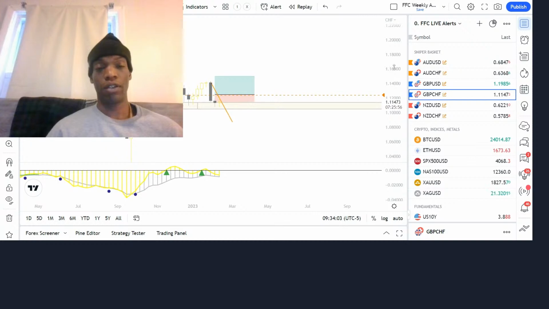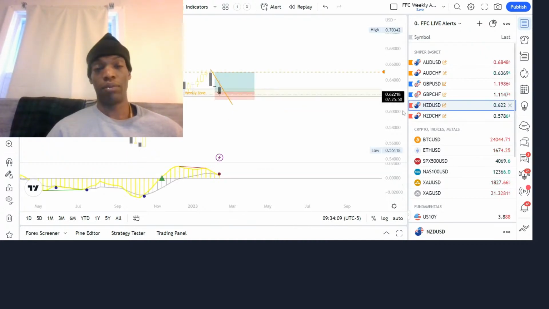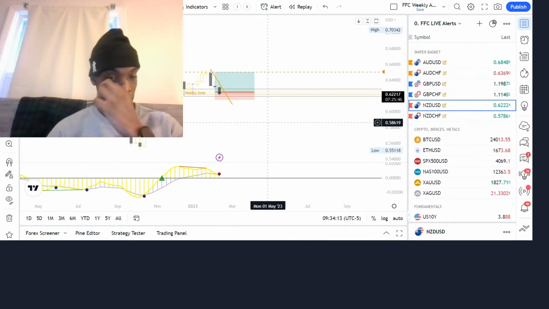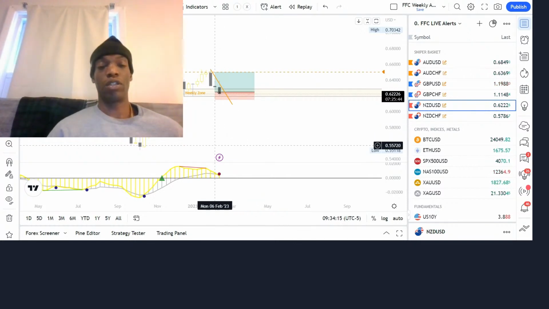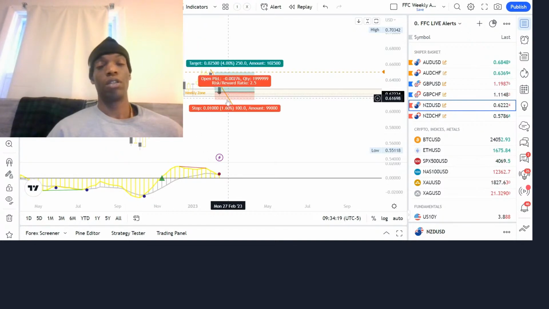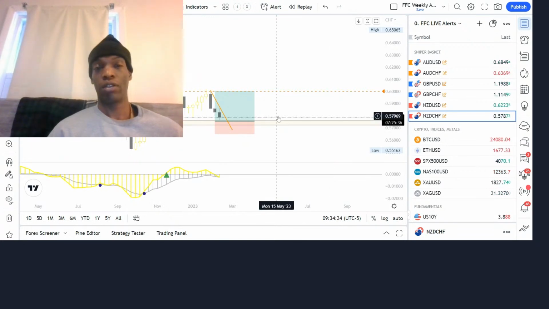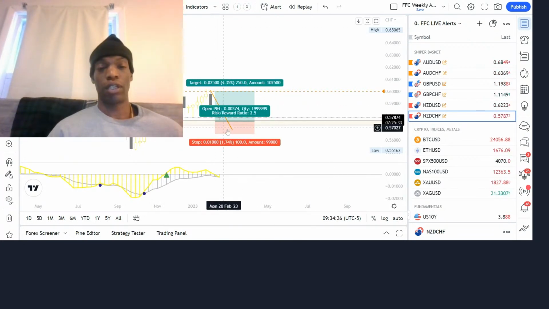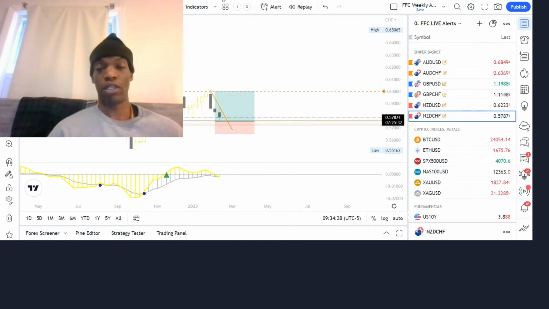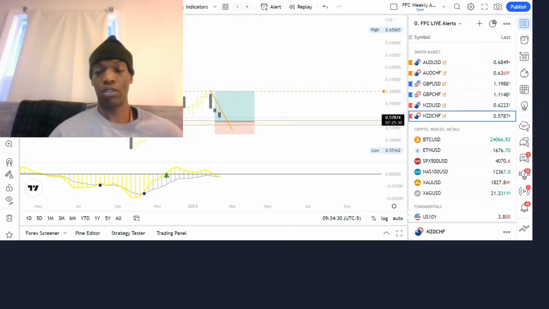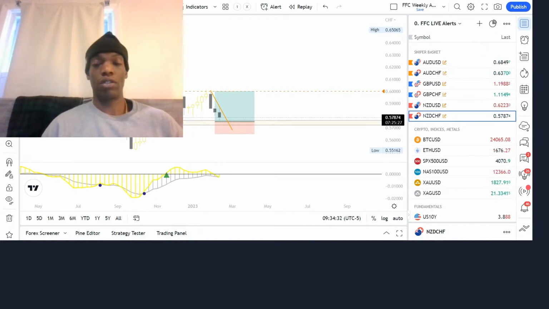GBP Swiss franc in demand. Next week, all of these better go crazy. Everything's in demand. All right, so we're just going to ignore this sell signal for now until we break this low. So we're just going to wait on that. NZD Swiss franc, all right, taking a buy from demand. I hope that makes sense for everybody. Anybody have any questions?